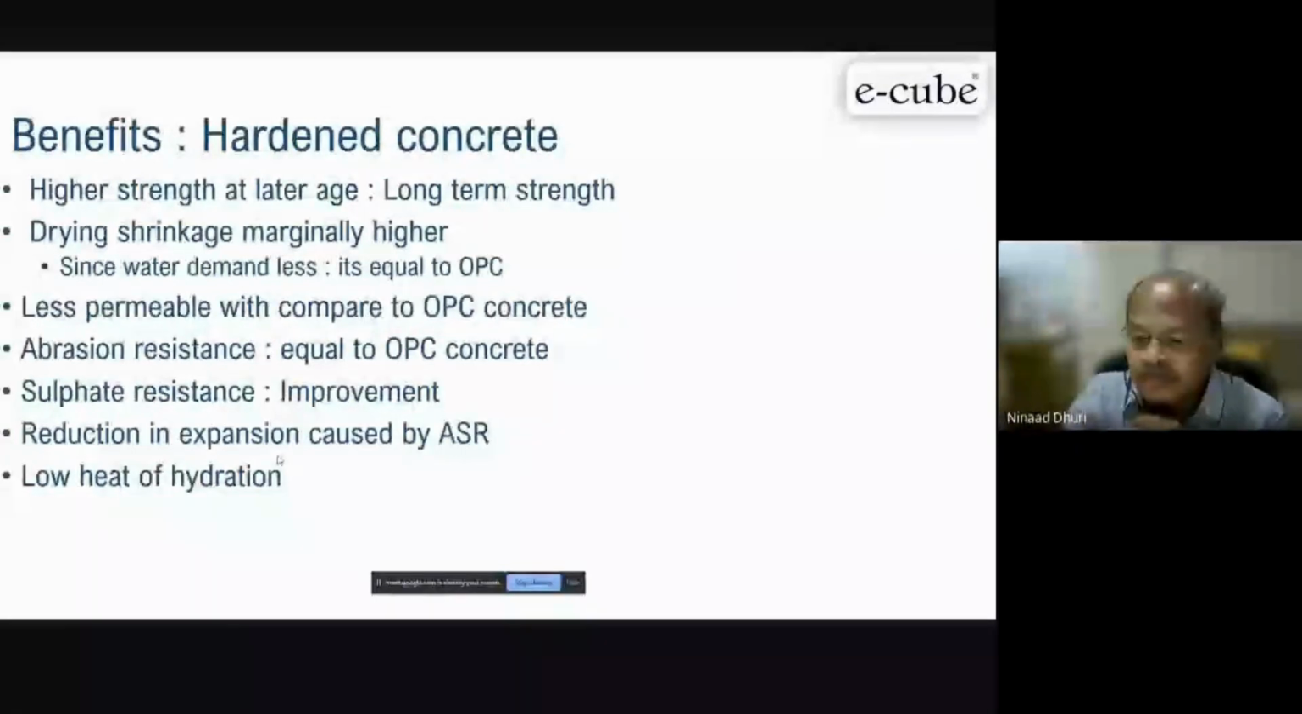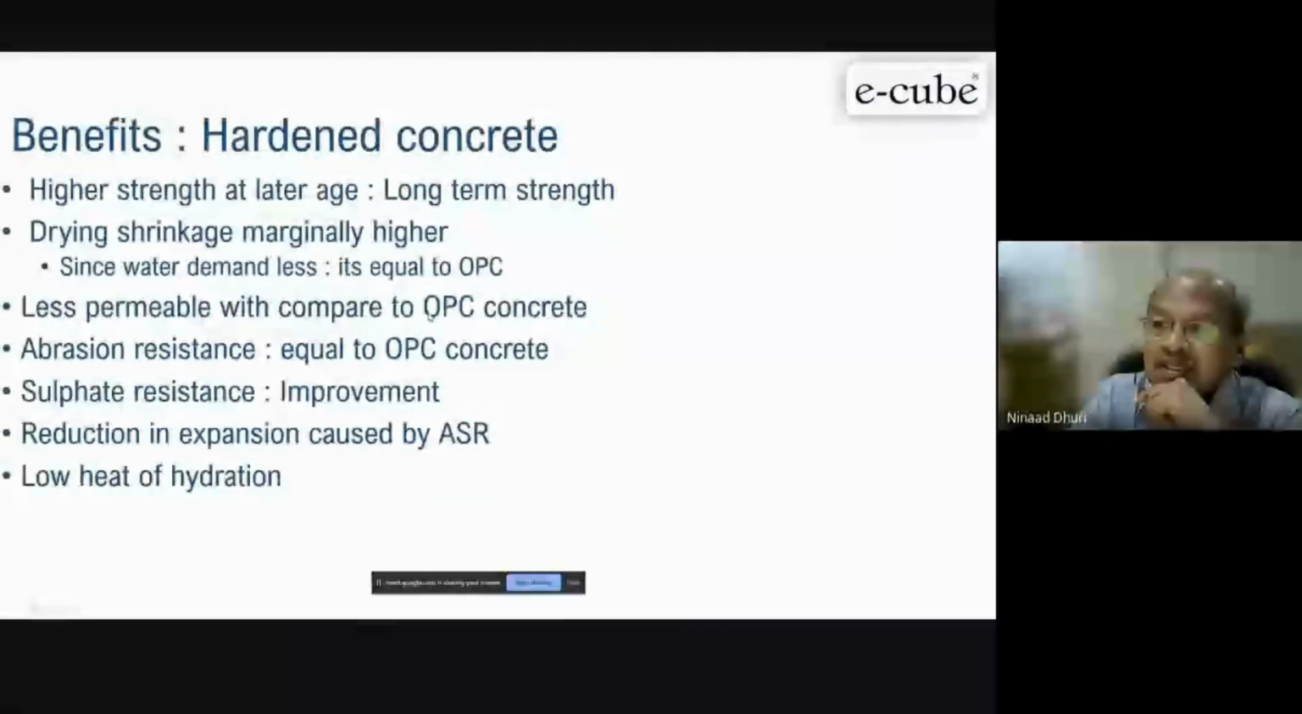Now, this last slide. Benefits of hardened concrete: high strength at later age, as I discussed earlier. Drying shrinkage is marginally higher, but since water demand is less, it is equal to OPC. Because water demand is less, you take the advantage of that. Less permeable compared to OPC. That is a good advantage, to have an impermeable concrete.